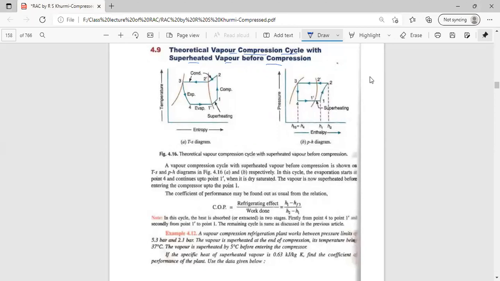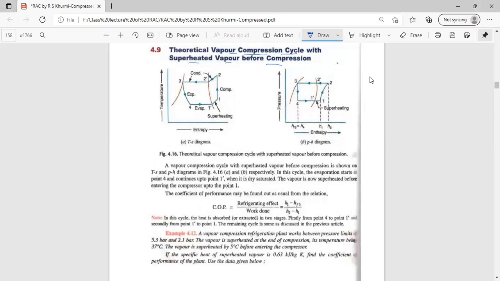So stage number one was on the saturated vapor line, which means the vapor of the refrigerant is fully vaporized and goes into the compressor when it is in the totally saturated state, as per the given pressure and temperature.